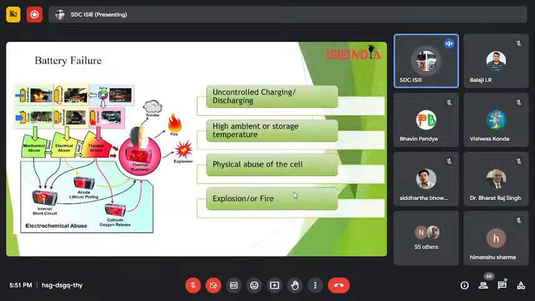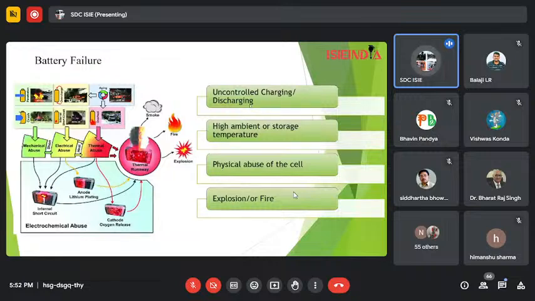Like, let's say the life of the battery is 5 years, but if you are overcharging that battery, or if you are not handling that battery properly, if you are giving very much electrical stress to that battery pack, or you are giving very much thermal stress to that battery pack, the life will get significantly reduced. It will be just like 2 to 3 years, or 3 to 4 years, right? So concentrating on these things is very important. Again, the high ambient temperature and storage temperature.